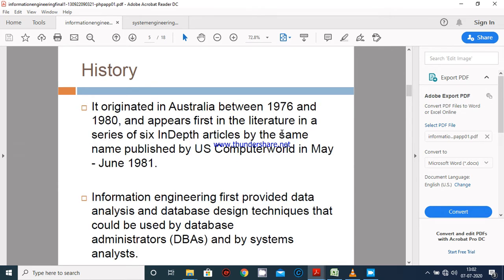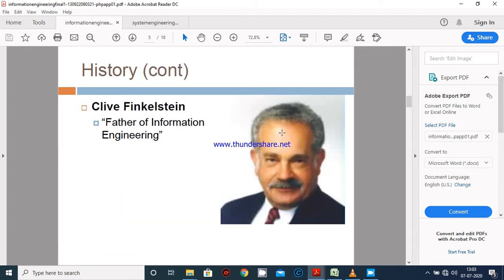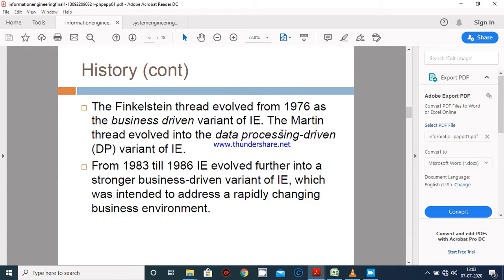Next, information engineering first provided data analysis and database design techniques that could be used by database administrators, that is DBAs, and by systems analysts. So here is the father of information engineering, Mr. Clive Finkelstein. He is known as the father of information engineering. He produced the concept of information engineering in software engineering.